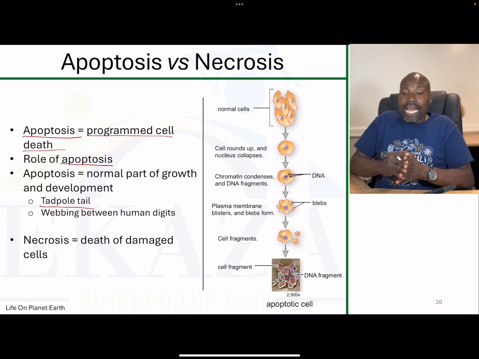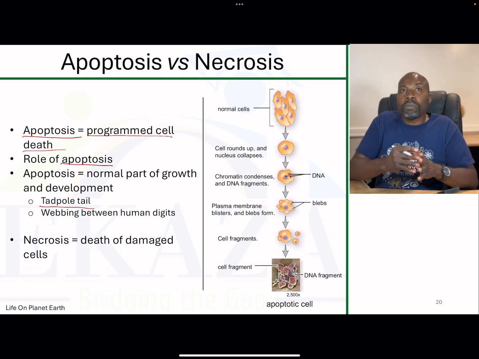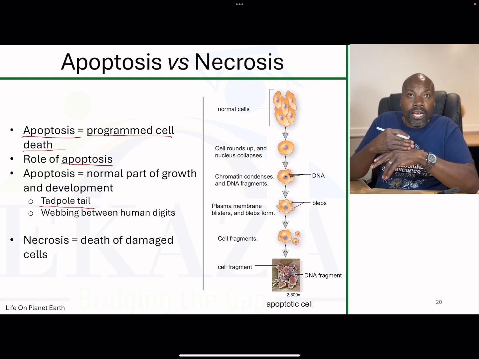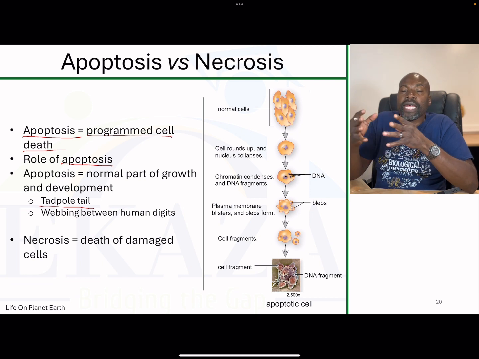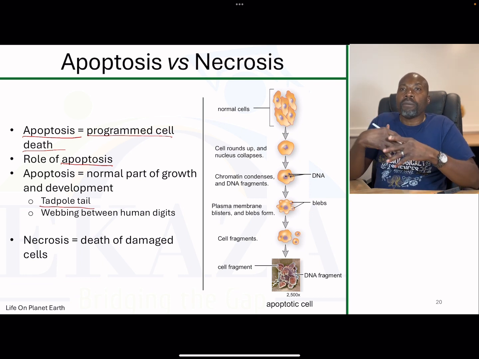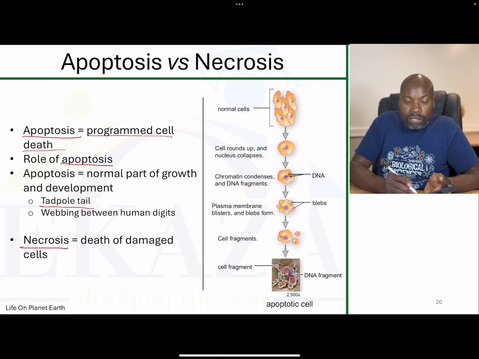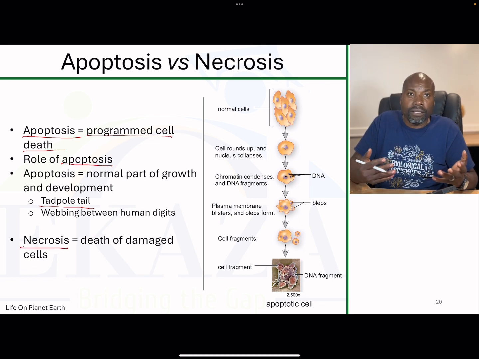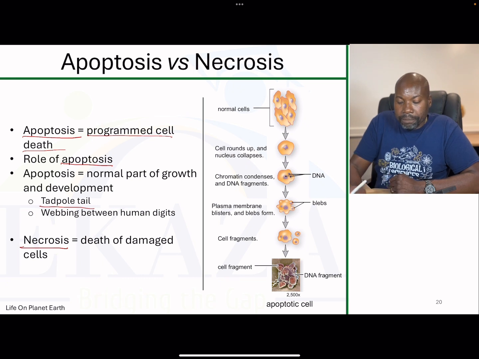Okay? But now, there is another type of death that cells experience. That death is caused by external damage. For instance, when you have a cut, when you have a bruise, when you have something aggressive that comes from the environment, right? This is going to lead to necrosis. For instance, if you have sunburn, your cells are going to die by necrosis, right?